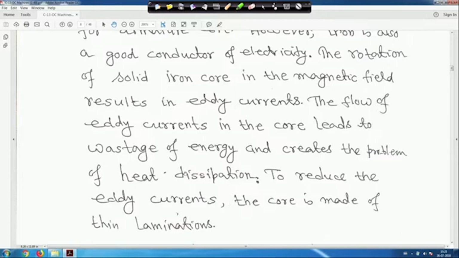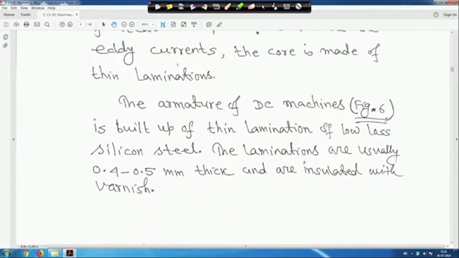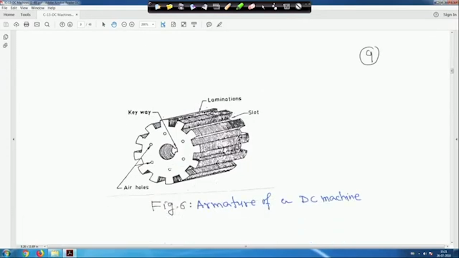This is the same everywhere. If you see all the machines, you will find like this, right. So, the armature of DC machines is built up of thin laminations of low loss silicon steel. The laminations are usually 0.4 to 0.5 millimeter thick and are insulated with varnish, right. So, this is the armature of a DC machine, these are the laminations and these are the slots, right, where the conductors are placed. This is the armature lamination, I have taken this from a book, and these are the air holes, right.